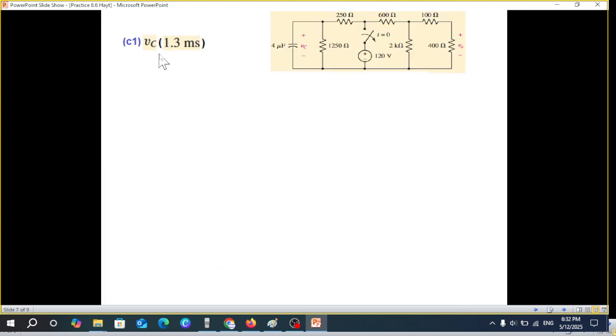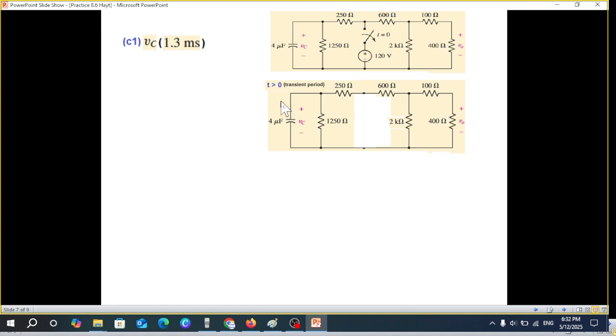And now the last two parts. We have to find VC at 1.3 milliseconds. Now we are in the transient condition, so the capacitor will be there at t greater than 0. For any time t, we should be solving the question in transient period, where the capacitor will not be open circuit and the inductor will not be short circuit.